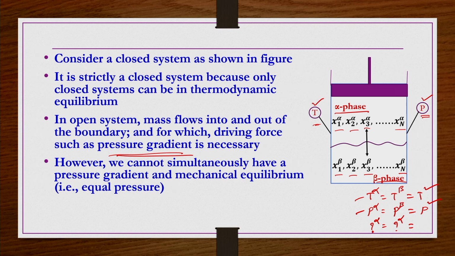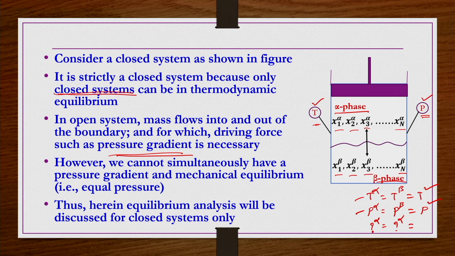If you want to have mass flow in and out, there should be a pressure gradient. If there is a pressure gradient, you cannot say that the system is in mechanical equilibrium. If it is not in mechanical equilibrium, you cannot say that the system is in equilibrium, right. So that is the reason the equilibrium problems are valid only for closed systems. Thus, here the equilibrium analysis will be discussed only for closed systems.